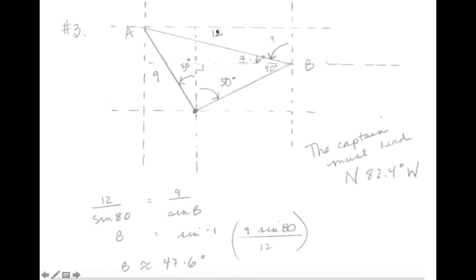So look at my triangle. I know the side 12 is opposite 80 degrees. I know the side 9 is opposite the one I'm looking for. So I'm going to set it up. And when I do, using the law of sines, I find that angle B is 47.6. So if this whole thing is 47.6, that means this little tiny guy is 7.6. So when I go to name the direction, I'm going to say that it's north, 90 degrees minus 7.6 to the west. And that's where I get my answer of 82.4.